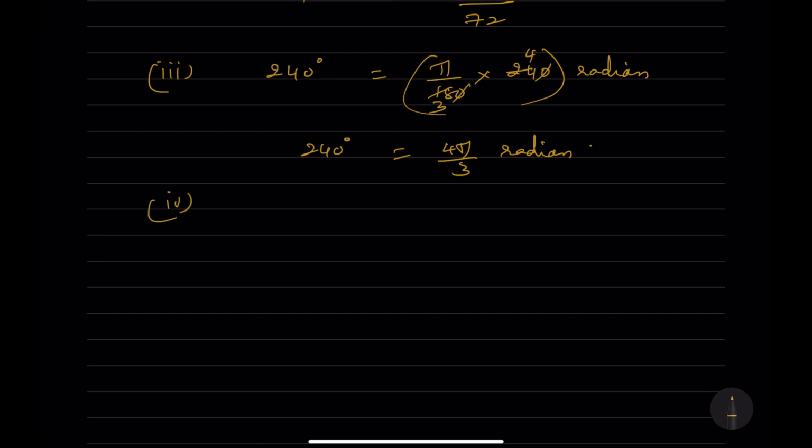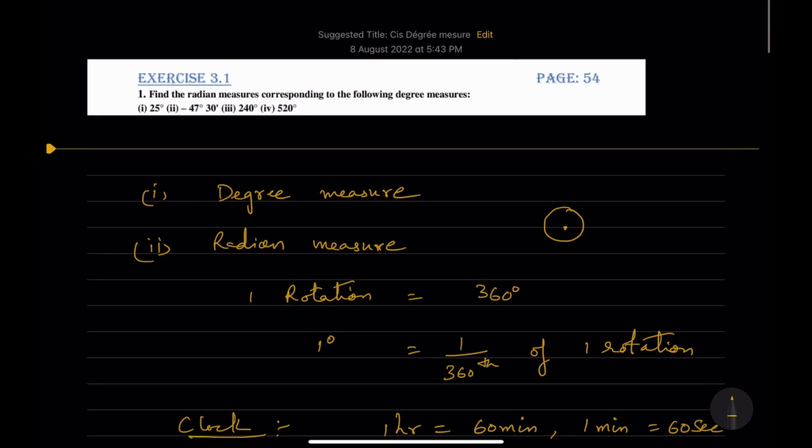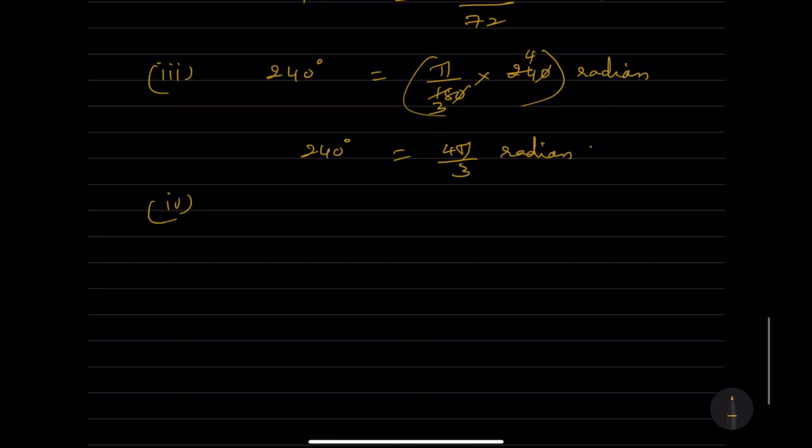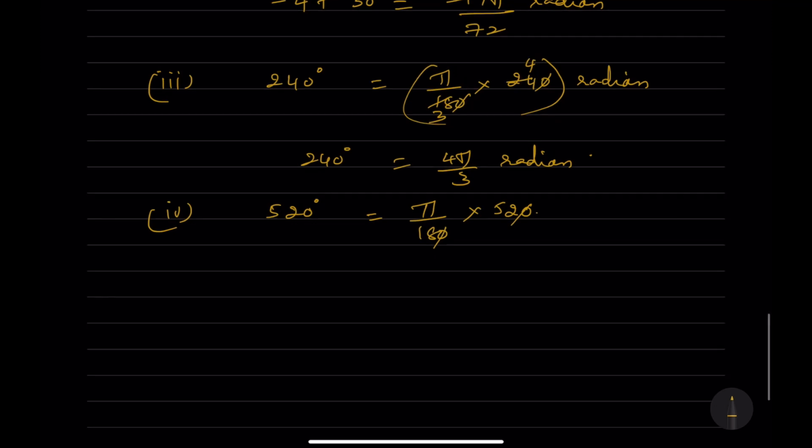Then the fourth one you're having, what is the fourth problem which we're having here? It is 520 degrees. So 520 degrees is equal to pi by 180 into 520. So which is equal to, here you're going to get 2 6s are, 2 9s are, so which is equal to 26 pi by 9. So therefore this is the radian which we got here.